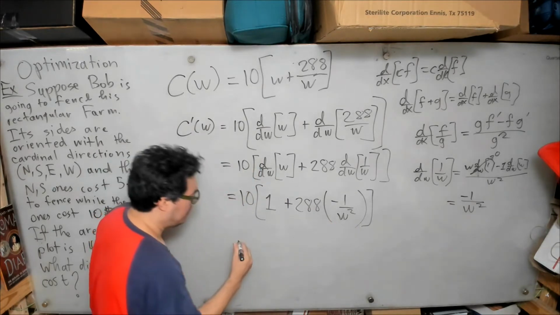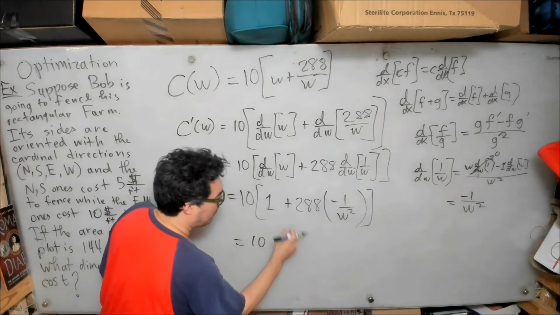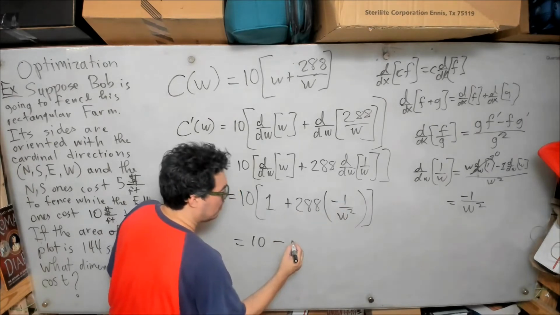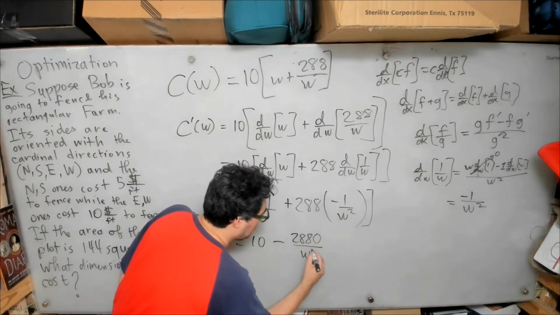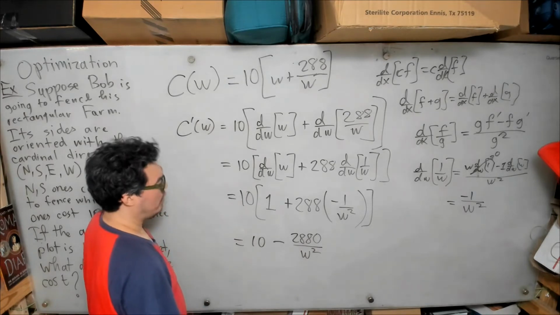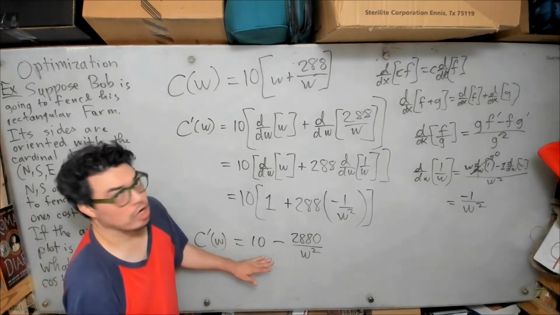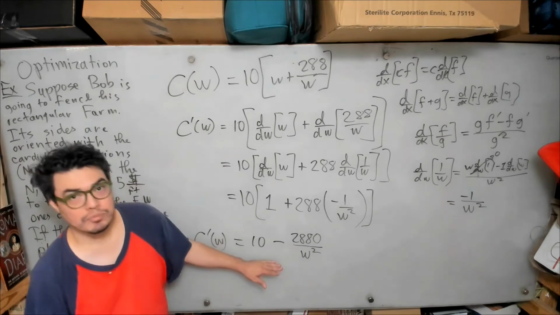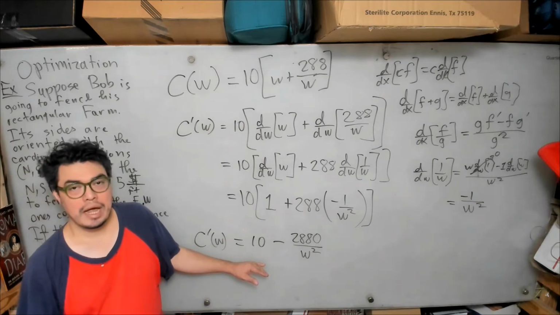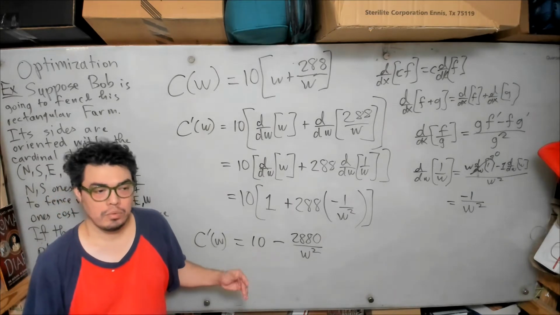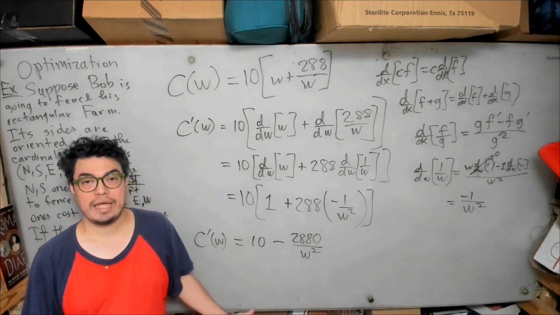Now let's clean it up a little bit. So 10 times 1 is 10. Okay? Plus, or in fact, in this case, we have a plus and this is a minus, so there's going to be a minus 10 times 288. That's 2880 divided by W squared. Okay? So now we know what our C prime of W is, the first derivative of our cost function with respect to W is this expression here. And we're now going to use this expression to find the critical points, and we'll determine if such points exist, number one. Number two, we'll use those points to determine whether we can in fact minimize the cost.